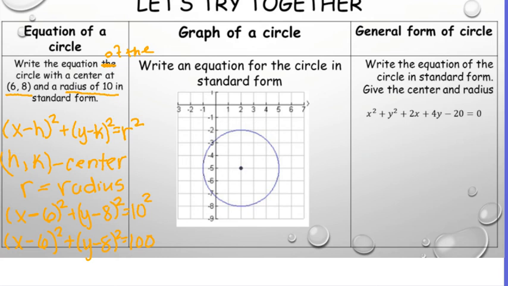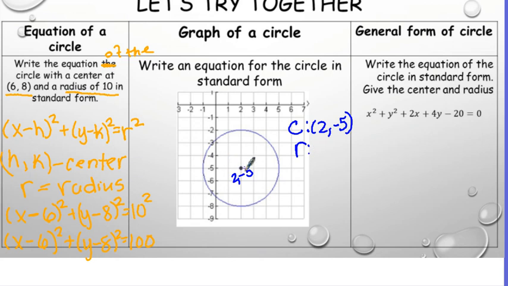Alright, the next one. It says write an equation for the circle in standard form. So they gave us a graph. So in order to write an equation of a circle in standard form, you need the center, which is the h, k, and you need the radius. Alright, so to get the center, you look exactly where the middle of the circle is. And the middle of this circle is 2 and negative 5. So you get (2, negative 5) as the center of your circle here. So my center is (2, negative 5).